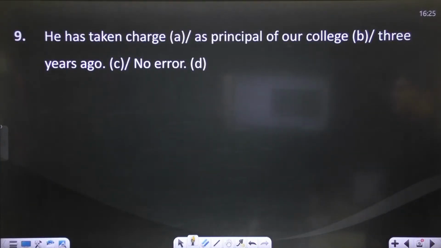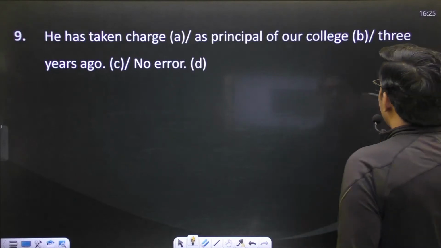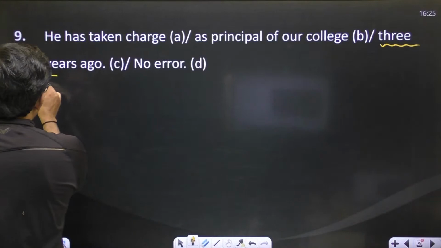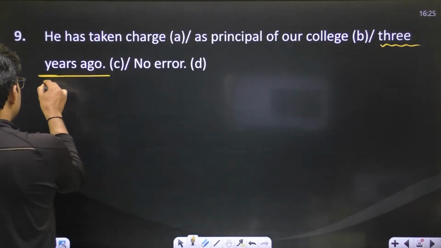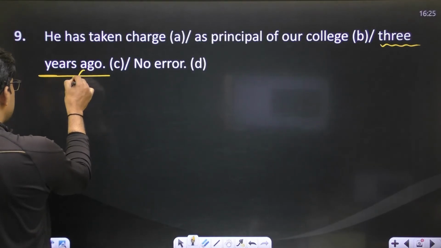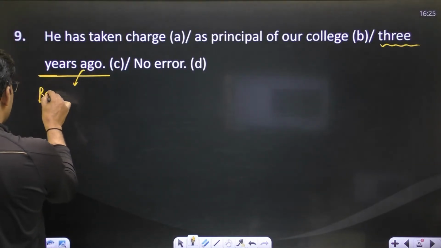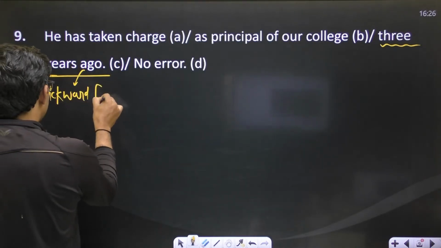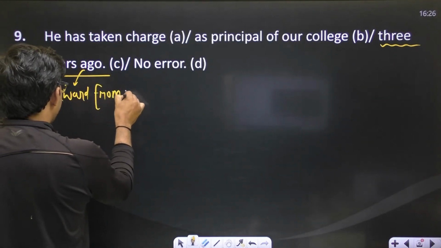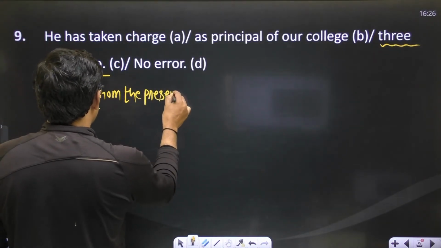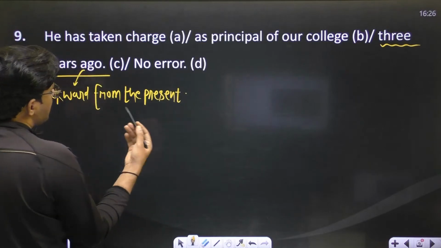He has taken charge as principal of our college 3 years ago. Okay, we are talking about 3 years ago. This word ago denotes the past tense, or you can say ago denotes what? Ago means backward from the present. What is the meaning of ago? Backward from the present. So whenever you go backward from the present, you reach the past tense.